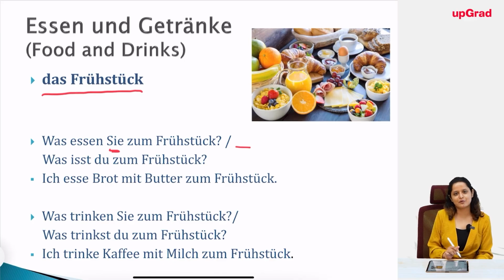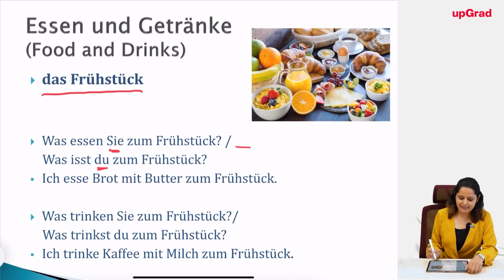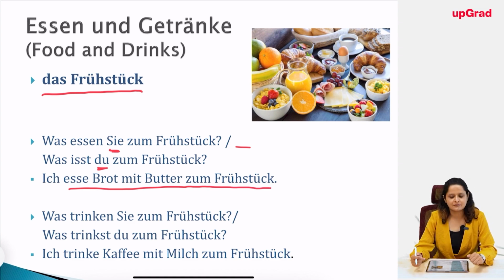We can have the same question made informally, which says Was isst du zum Frühstück? The meaning of the question remains the same. It's just the informal way of asking the same question. The answer to that can be Ich esse Brot mit Butter zum Frühstück. But of course, you can say whatever you are eating and mention there. So if you are eating a sandwich, you can say Ich esse Sandwich.